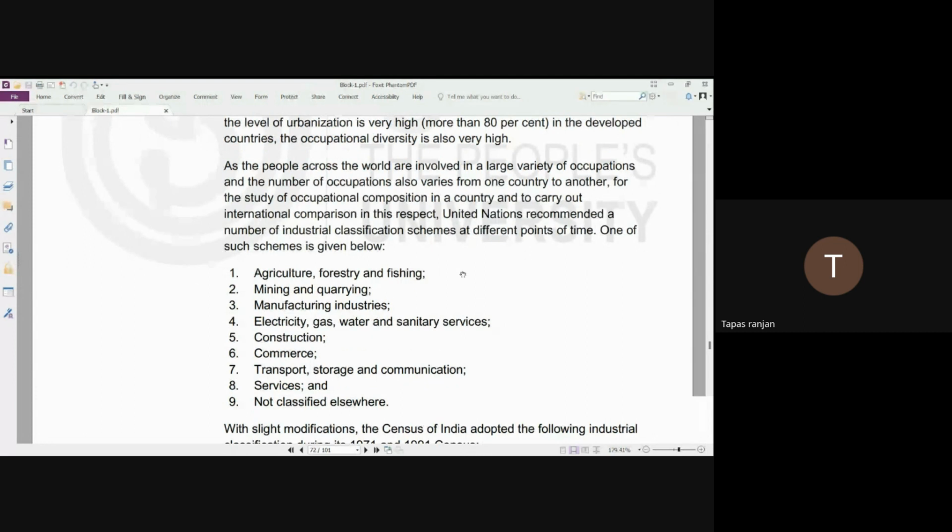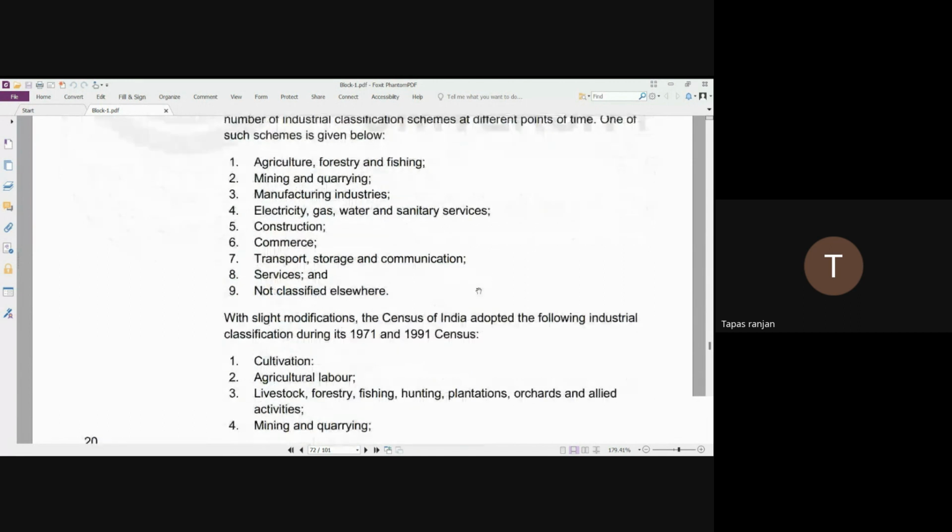So these are different types of work on economic work that has been classified by the United Nations. That recommended an industrial classification scheme, by which we can classify the population composition based on those who are engaged in agriculture, forestry and fishing activities. That can be categorized differently, while mining and quarrying activities, all those people who are engaged in them, can be categorized differently.